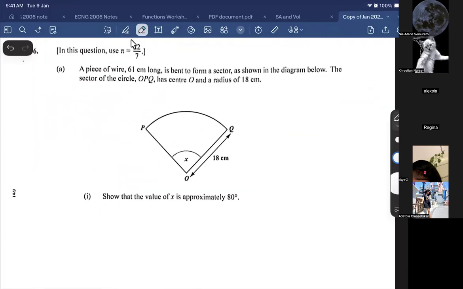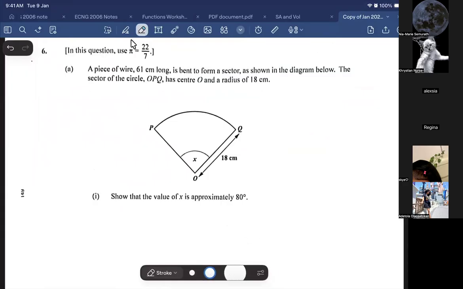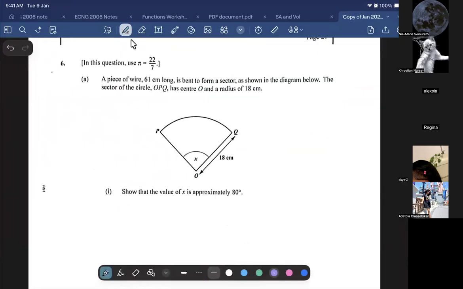Yeah, so Samir, get us a read for me. A piece of wire 61 centimeters long is bent to form a sector, as shown in the diagram below. The sector of the circle OPQ has center O and a radius of 18 centimeters. Show that the value of x is approximately 80 degrees.